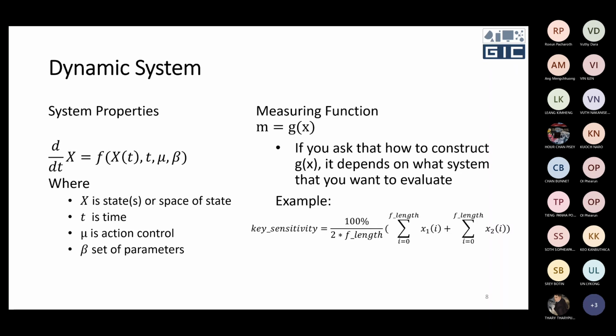If you ask me how to construct the measuring function, it depends on the problem that you would like to solve, or the system that you would like to evaluate. For example, I pick one cryptography system that tries to find the key sensitivity, meaning the relationship between keys in the cryptography. In this case, key sensitivity equals 100% divided by 2 multiplied by the data length, and the first data and the second data.